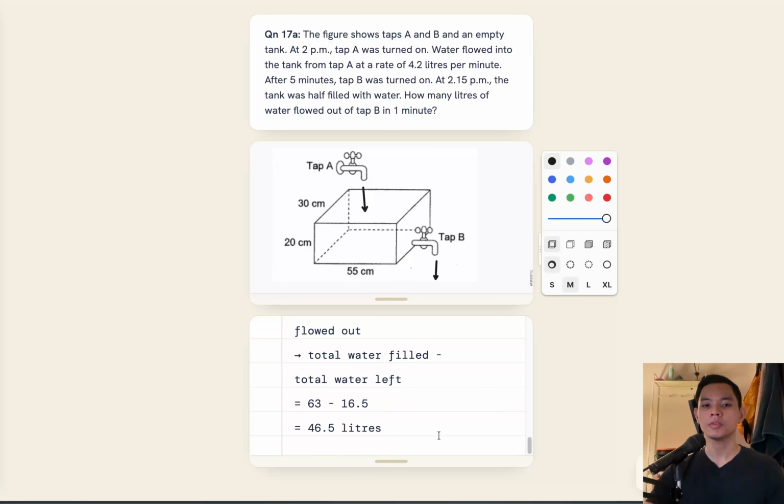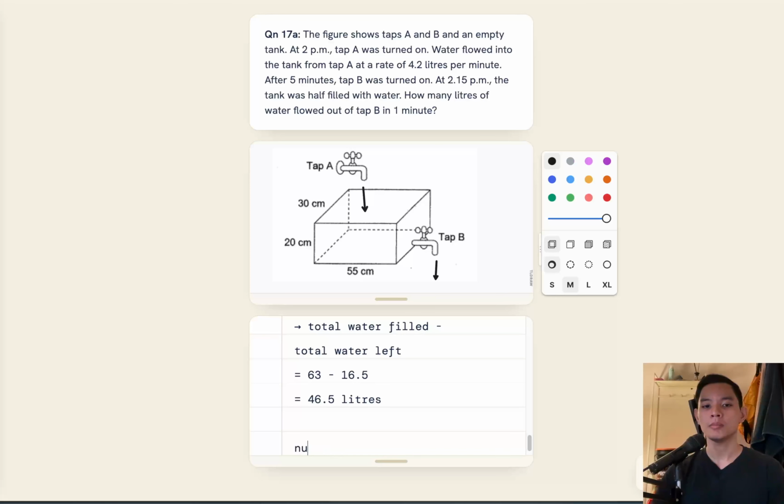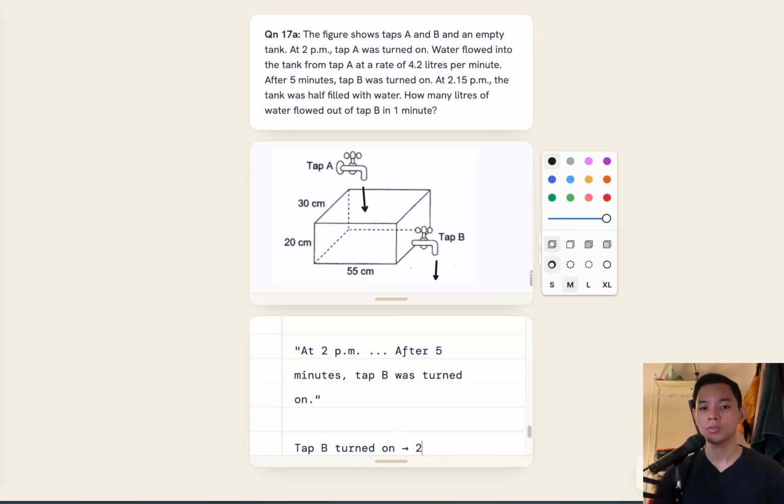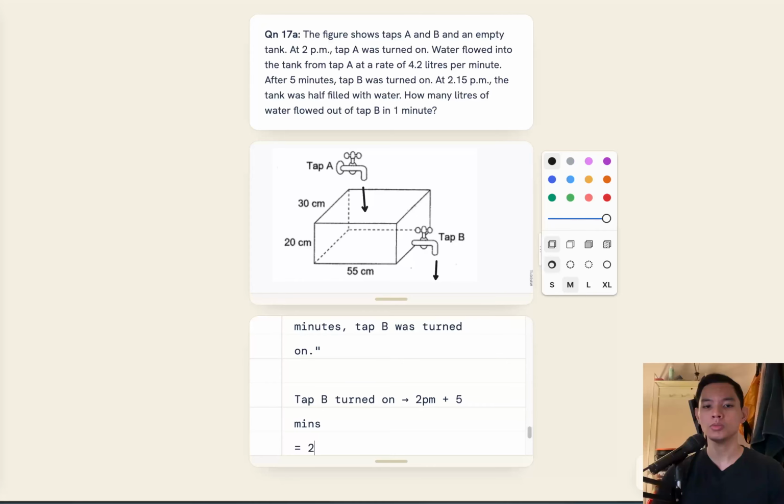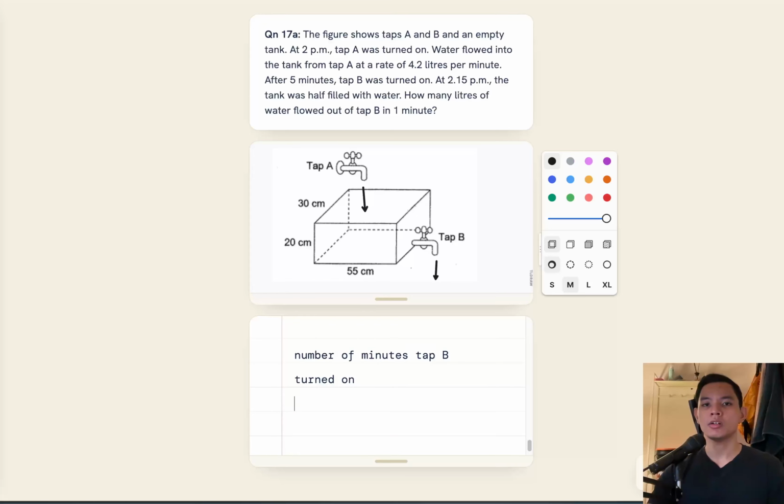Okay, here, what is the number of minutes tap B was turned on? So in this case, at 2 p.m., after 5 minutes, tap B was turned on. So that means tap B was turned on at 2 p.m. plus 5 minutes. This will be equal to 2:05 p.m. So that means the number of minutes turned on is 2:15 p.m. minus 2:05 p.m., which is 10 minutes.